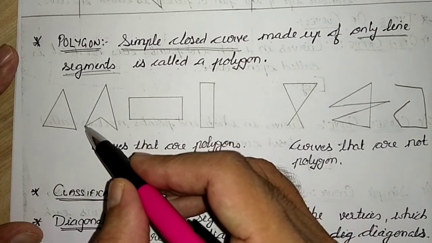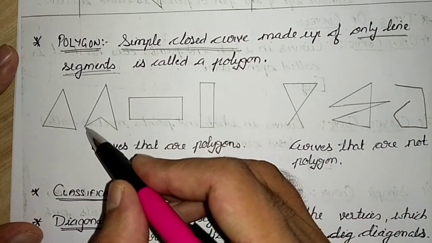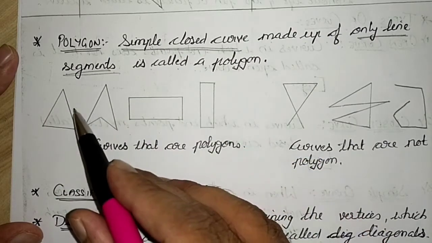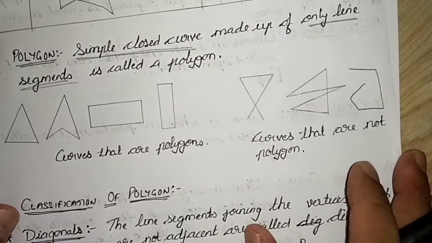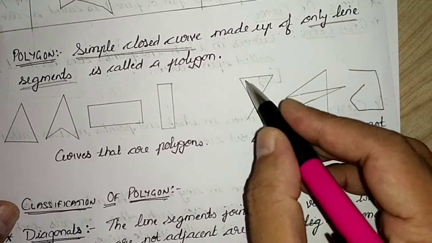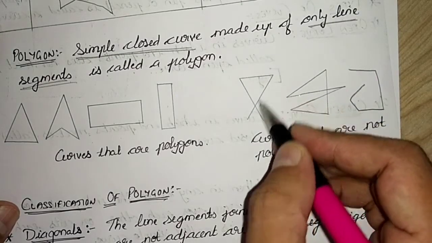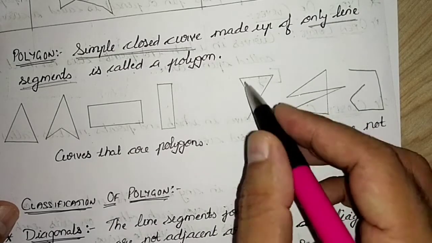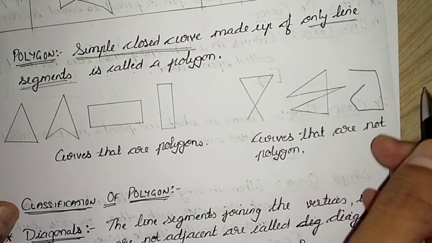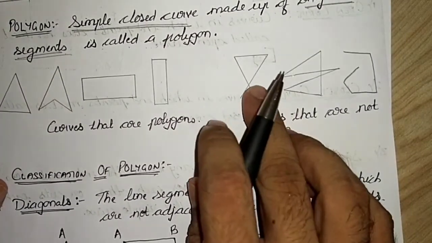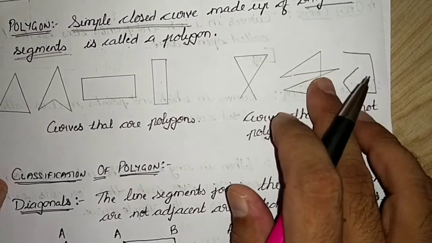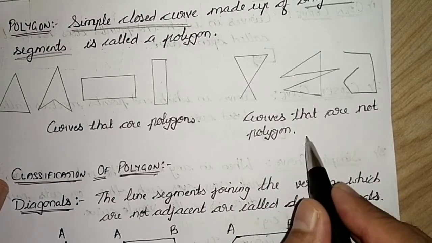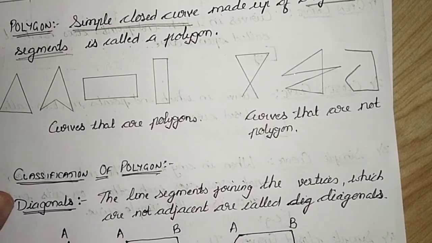Same way, here also if I start from here, it is made up of only line segments and it is meeting at a single point. So we can say that it is a polygon. Same way 1, 2, 3, 4, these are the polygons. While these are made up of line segments, they are crossing over each other, not meeting at a single point. And here it is open. Although they are made up of line segments, they are crossing each other and open. So they are known as not a polygon. Curves that are not polygons, and here curves that are polygons.